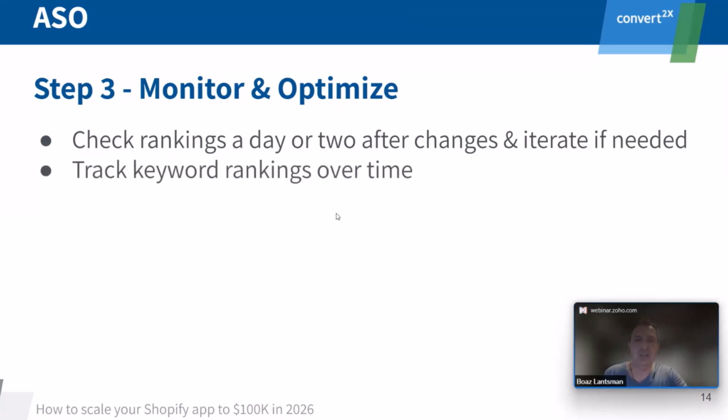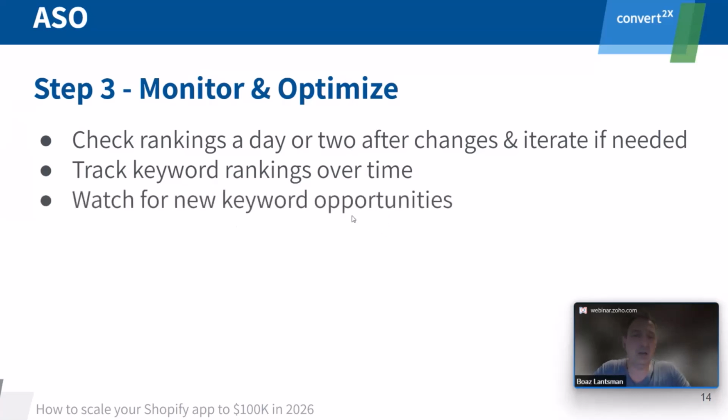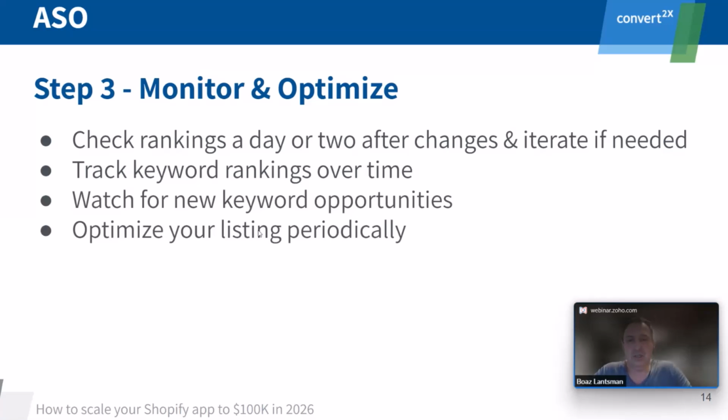But even after you optimize to the fullest, things change over time. You get more installs, less installs, new reviews. You have more competitors. You have new keywords that look promising. You drop on some keywords and you don't manage to go higher. So you should be tracking your keyword ranking over time and looking for opportunities. And you should be optimizing your listing periodically because it's dynamic. So that's about SEO, ASO.